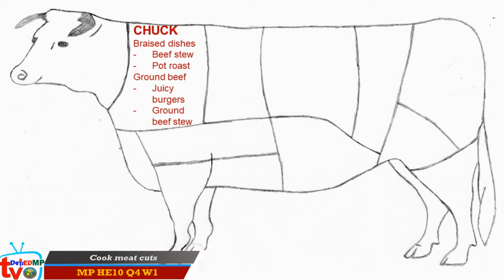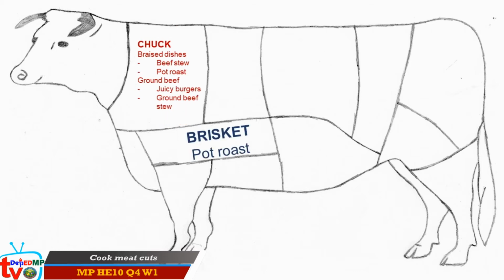Due to its fat content, beef chuck is also excellent for making ground beef that produces juicy burgers and ground beef stew. Beef brisket is one of the most flavorful cuts of meat. Although it is tough and needs to be cooked in just the right way, brisket is frequently used for making pot roast and it's the traditional choice for corned beef. Another very popular technique for preparing brisket is to slow cook it in a barbecue or smoker.